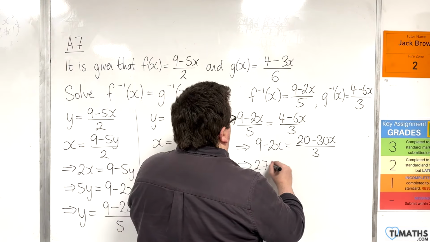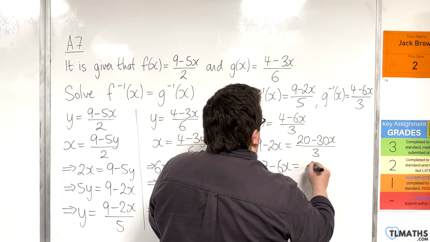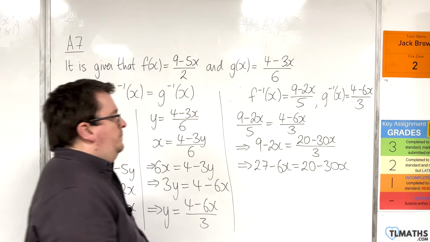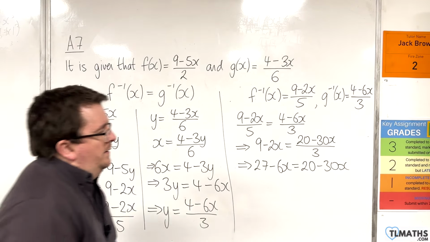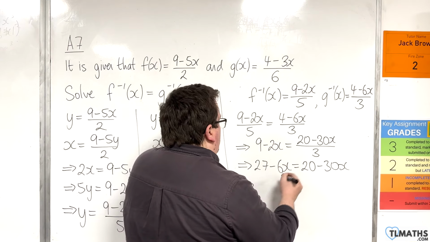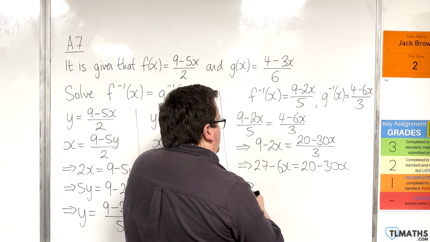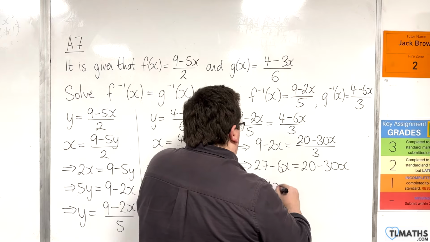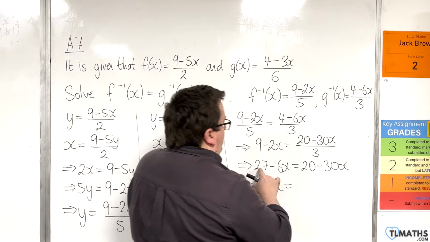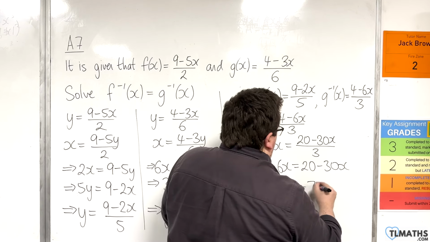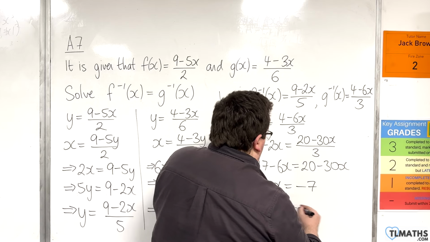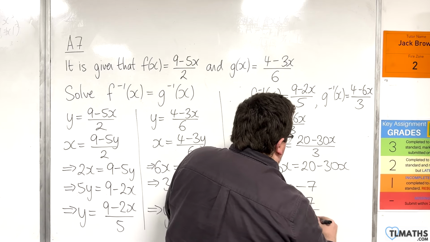So 27 take away 6x is 20 take away 30x. Let's add the 30x to both sides. So minus 6 plus 30 is going to be 24x. And then subtract 27 from both sides. So 20 take away 27 is minus 7. So x will be minus 7 over 24.